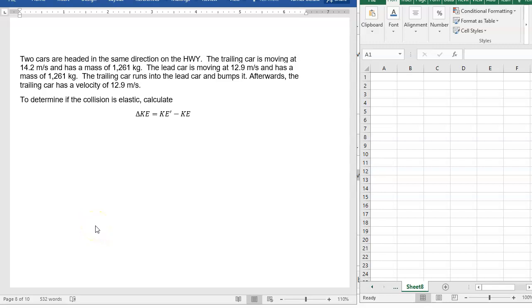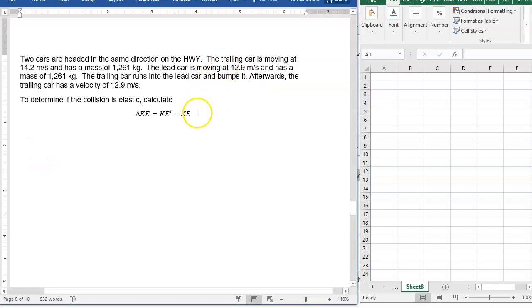In this problem, we have two cars headed in the same direction on the highway. The trailing car is moving a little faster than the car out front. They both have the same mass. And after the collision, the trailing car is now going the velocity that the lead car had before. We're asked to calculate whether the collision is elastic, which means we're going to have to know the velocity of the lead car after the collision.